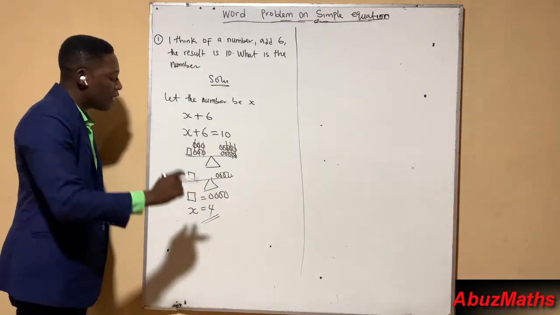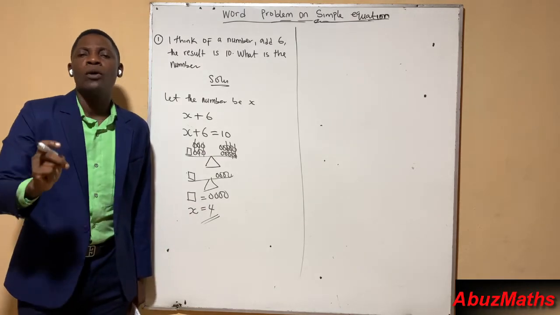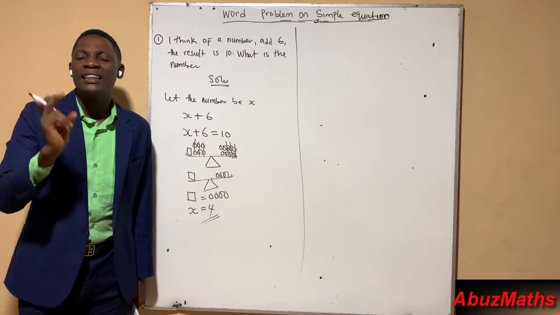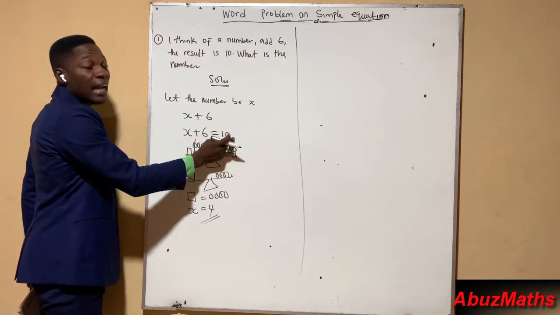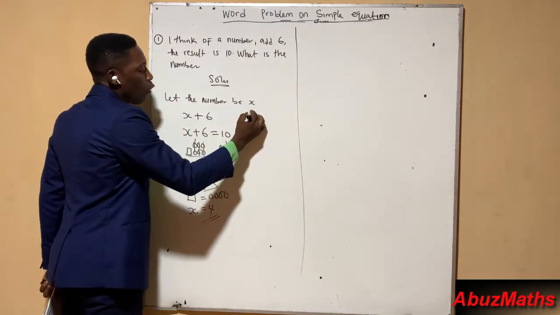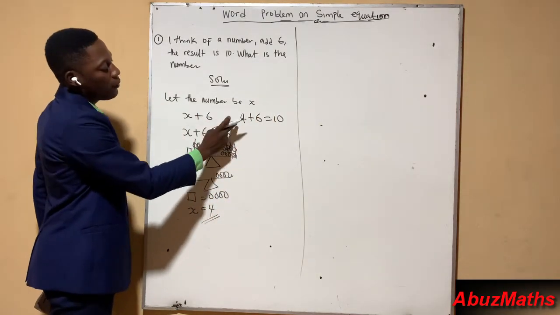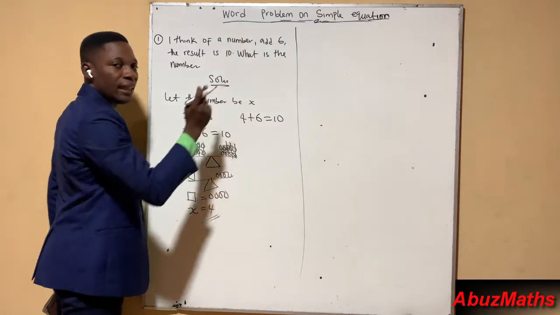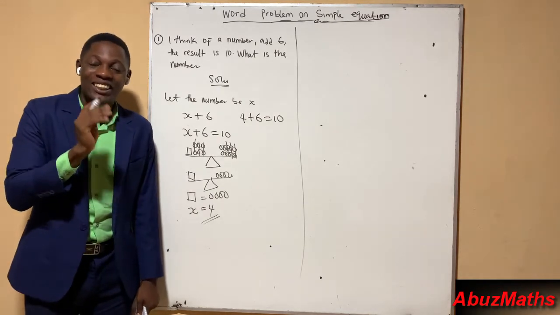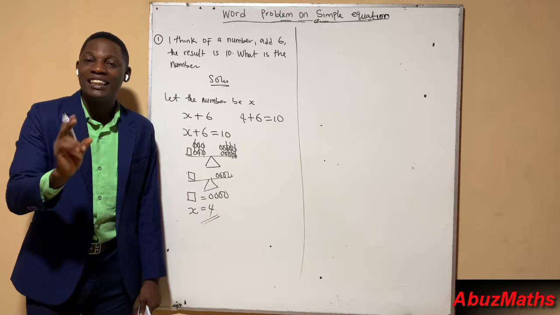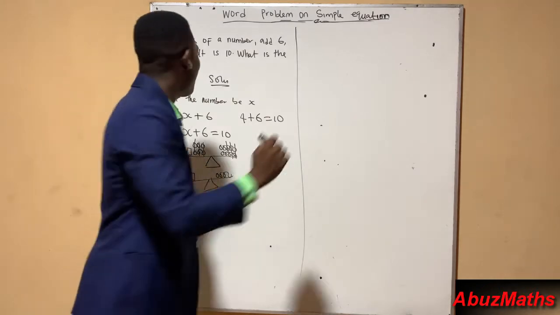But let's confirm if this answer is correct. In our last video, I told you every equation is balanced. That means what is on the right hand side is exactly equal to what is on the left hand side. Now, if we plug 4 into X, will it give us 10? Let's try that. If X is 4, it becomes 4 plus 6 is equal to 10. So you see, we are correct because 4 plus 6 is 10. Simple, right? As long as you interpret the question statement by statement, you are sure to get your answer. Now, let's see another example.